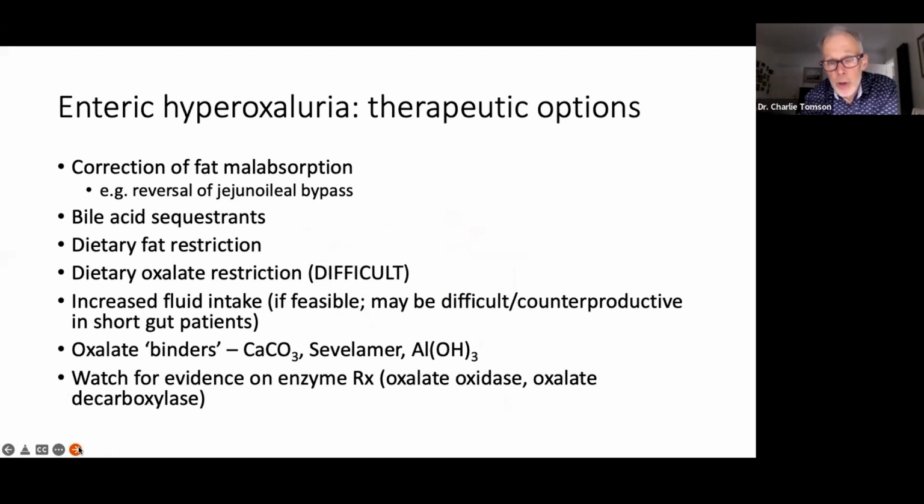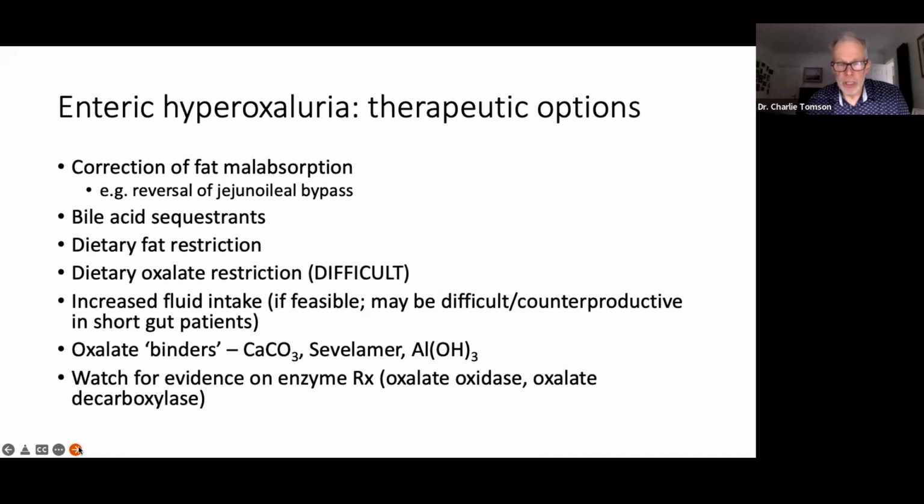So the therapeutic options, if you can do something about the fat malabsorption, you should do that. So if the person's had a jejunal ileal bypass for obesity, which I imagine is very rare still in Africa, but increasingly common in overprivileged countries, a reversal of the operation may result in reversal of the tendency to form kidney stones. Bile acid sequestrants are effective but very difficult to take. Dietary fat restriction is even more difficult to achieve.